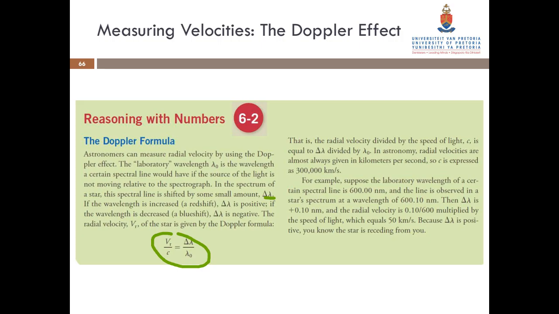For example, suppose the laboratory wavelength of a certain spectral line is 600 nanometers, and the line is observed in a star spectrum at a wavelength of 610 nanometers. That is, delta lambda is plus 10 nanometers, and the radial velocity is 10 divided by 600 multiplied by the speed of light, which equals 5,000 kilometers per second. Because delta lambda is positive, you know the star is receding from you. So this is just a straightforward plug and play question.